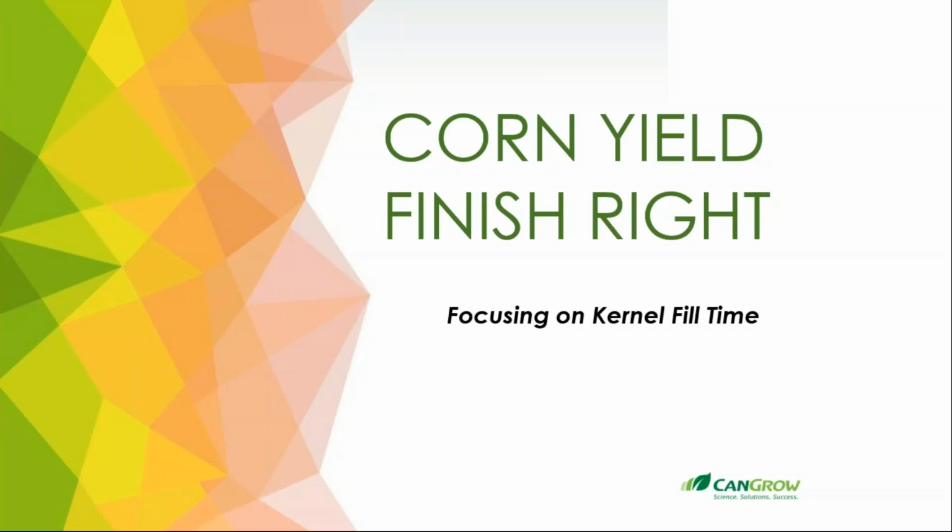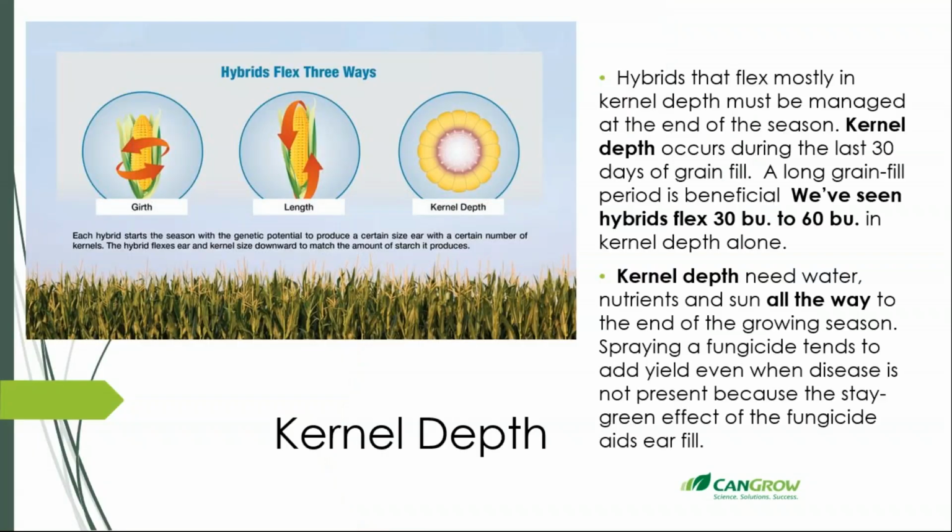But there is a lot of research, and recent research, on ear development, seed size, and when all that energy transfer takes place in the plant, and how we can affect the size of the kernel. So it's called Corn Yield Finished Right, focusing on kernel fill time.